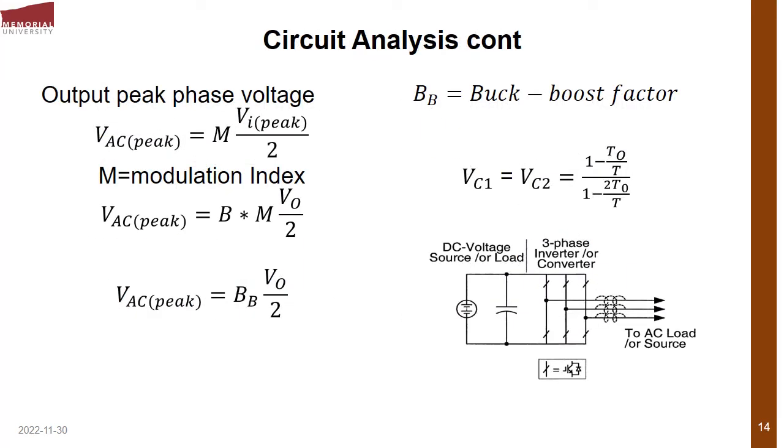With the well-known converter equation, where our output voltage is equal to the modulation index multiplied by the input voltage divided by 2, we deduced an equation saying that our output voltage is equal to the buck-boost factor multiplied by the input DC voltage divided by 2, where the buck-boost factor is simply the multiplication of our boost factor and the modulation index. We also had a relation for the capacitor voltage using the shoot-through switching cycle.